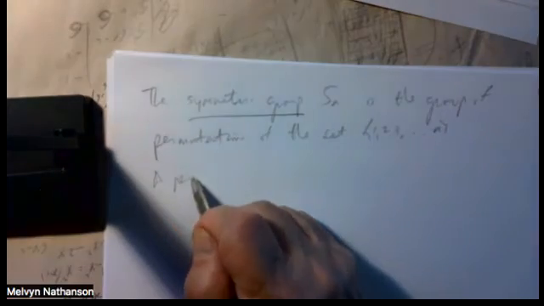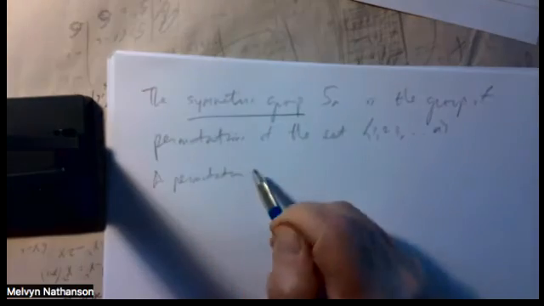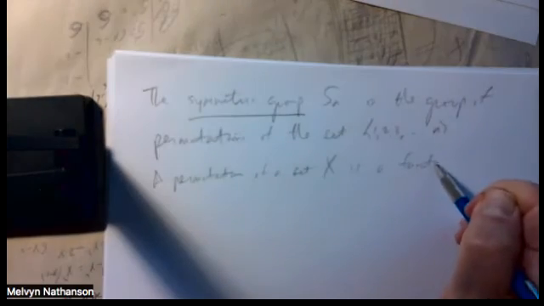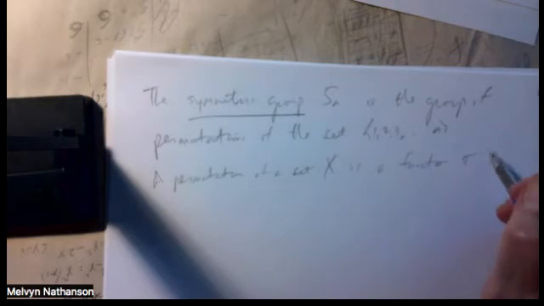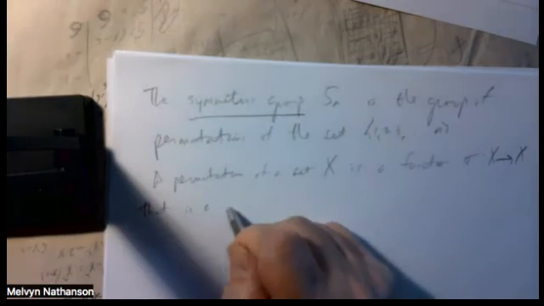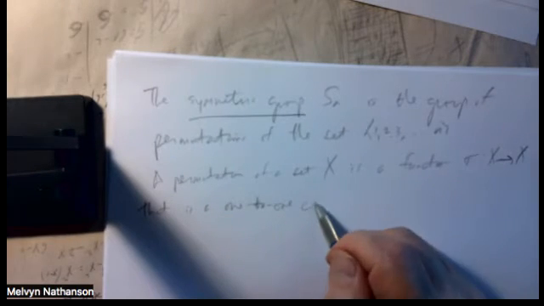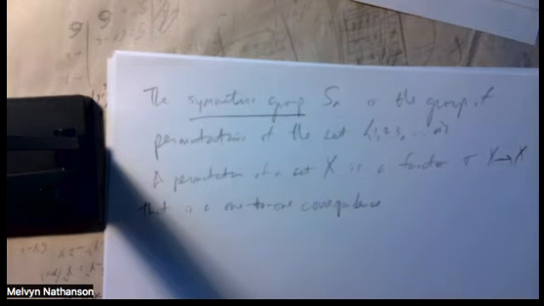And remember, a permutation of any set X is a function, I'll denote it by the Greek letter sigma, from X to X, that is a 1-to-1 correspondence. That is, a 1-to-1 and onto function.